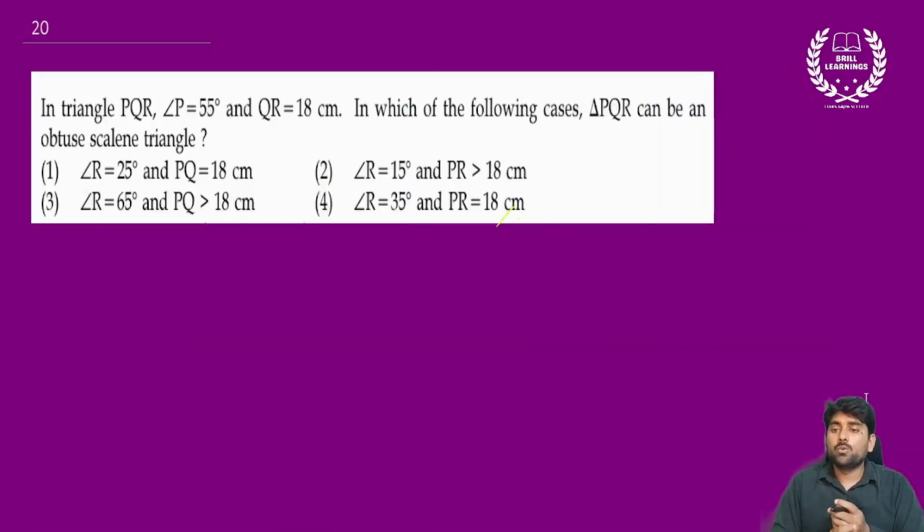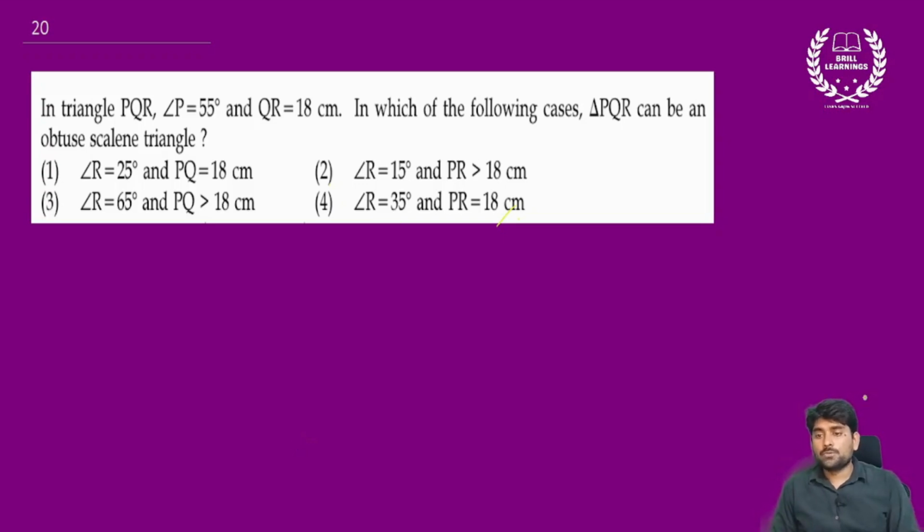In a triangle PQR, angle P and QR length is given. In which of the following cases can triangle PQR be an obtuse scalene triangle? Obtuse angle triangle means one of the three angles in a triangle should be greater than 90 degrees. First property. Now for being a scalene triangle, all sides should be different. Based on these two properties, we'll check all these options one by one.